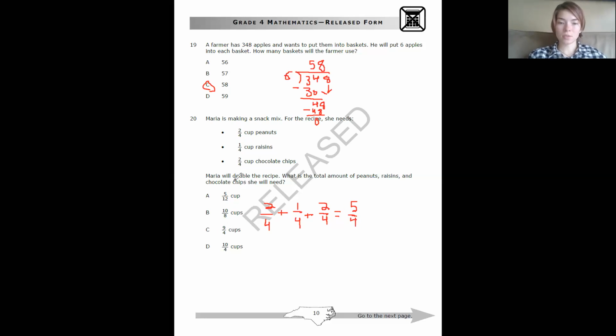Now, she wants to double the recipe. So to figure out how much she's going to need to double the recipe, we need to do 5/4 times 2. And when we do times 2, we can make that 2 over 1. 5 times 2 is 10. 4 times 1 is 4. So we get 10/4. And if we look over here, that's equal to solution D, 10/4.